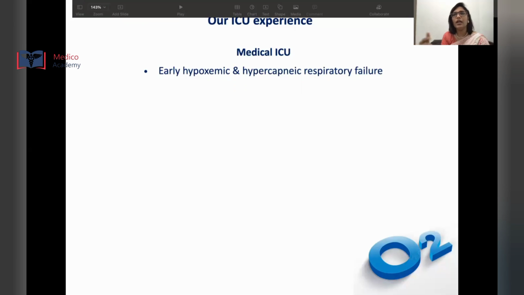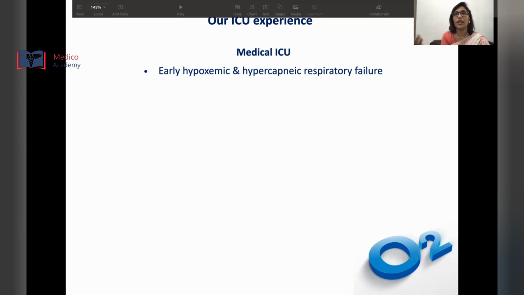About my ICU experience, in the medical ICU we have found HFNO to be really helpful in cases of early hypoxemic and hypercapnic respiratory failure. In patients with COPD, you can give high flows of gases, in the sense an air oxygen mixture, without increasing the FiO2. You can give even 21% oxygen using a high flow nasal oxygen device at high flows so that the carbon dioxide washout occurs.